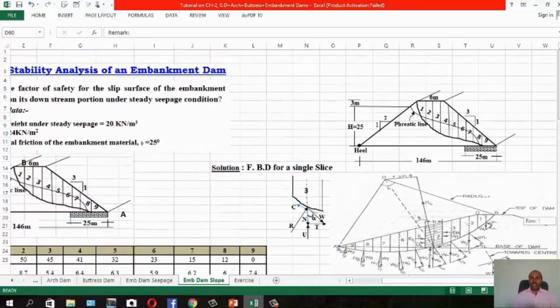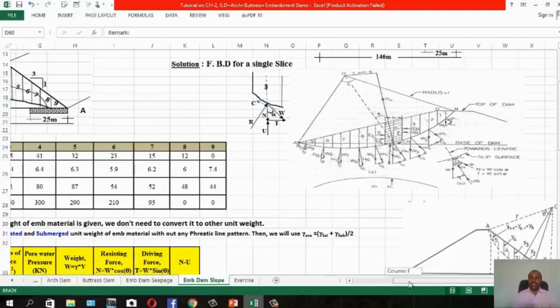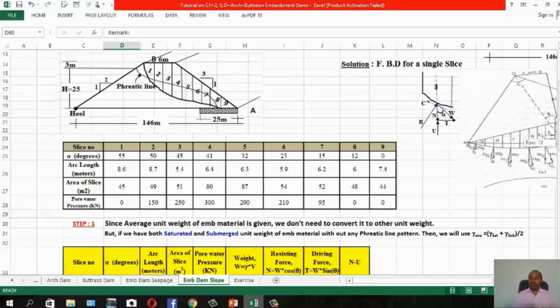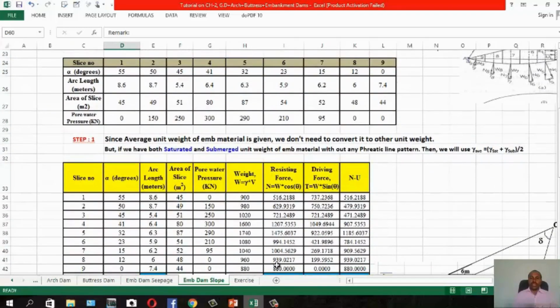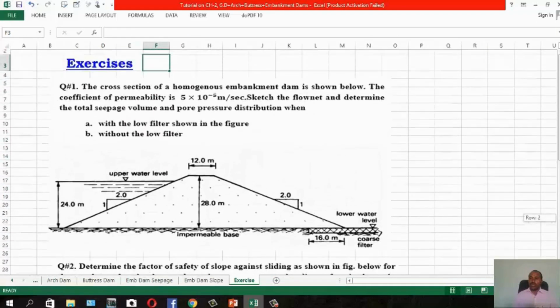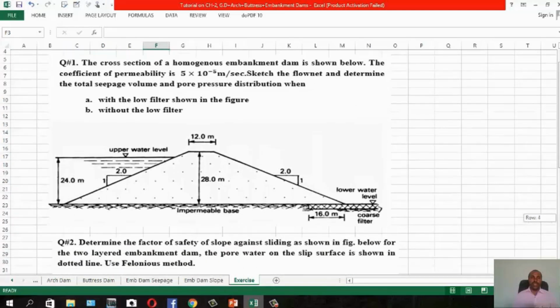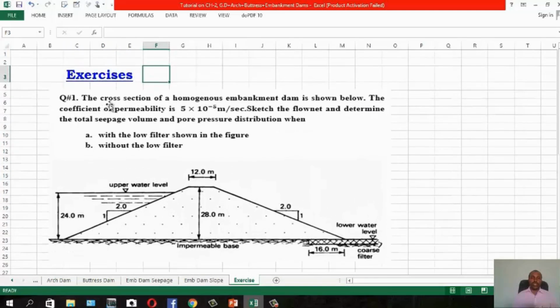Okay, so once you calculate this, you can see this is a free body diagram for the upstream slope. For the downstream slope, similarly, you can draw. So no problem. As an exercise, please refer to the material already uploaded on Telegram or e-learning. Please do this exercise.